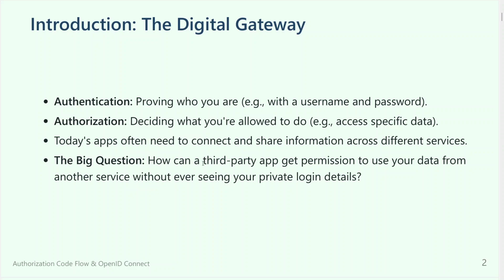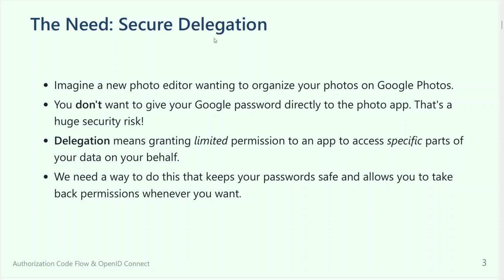And the big question is, how can a third party app get permission to use your data from another service without ever seeing your private login details? Because if you see my previous videos, one of the issues, I wouldn't say a long time ago, because computer science is moving really fast, but I remember having to provide usernames and passwords and store them in a specific place so a service can connect you to another service. Today you can use tokens because we have this great protocol called OAuth 2. So the need is secure delegation. That's what OAuth 2 resolves.